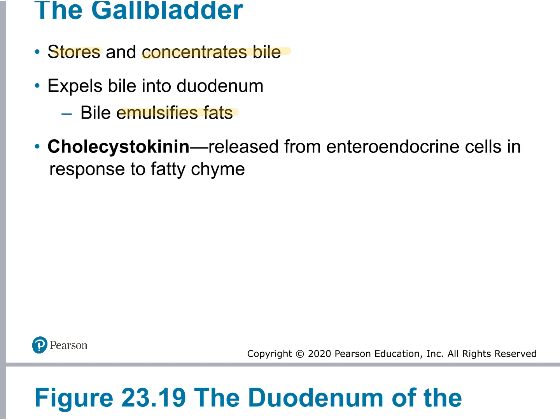That's called emulsify. So it emulsifies the fats. Now the gallbladder will contract in the presence of a hormone known as cholecystokinin. We talked about cholecystokinin earlier. It's the hormone that comes from the duodenum. Cholecystokinin is going to target the gallbladder, make it contract so they can squirt just a little bit of bile into the duodenum whenever chyme is moved from the stomach into the duodenum.